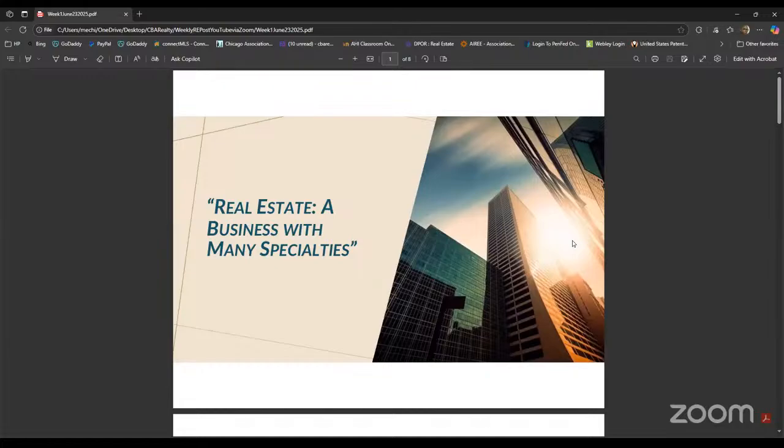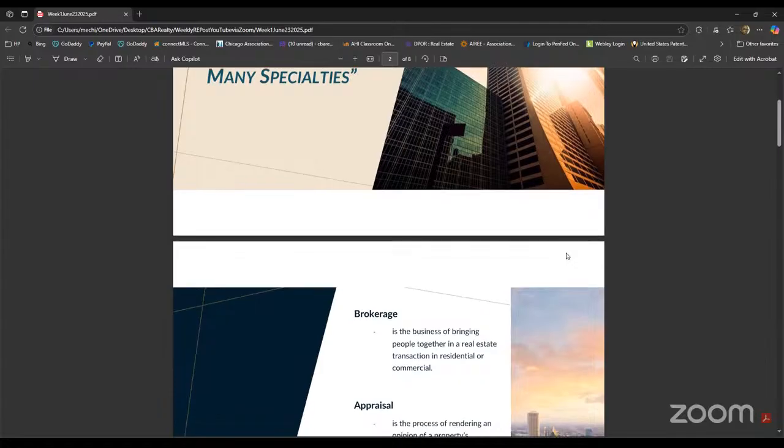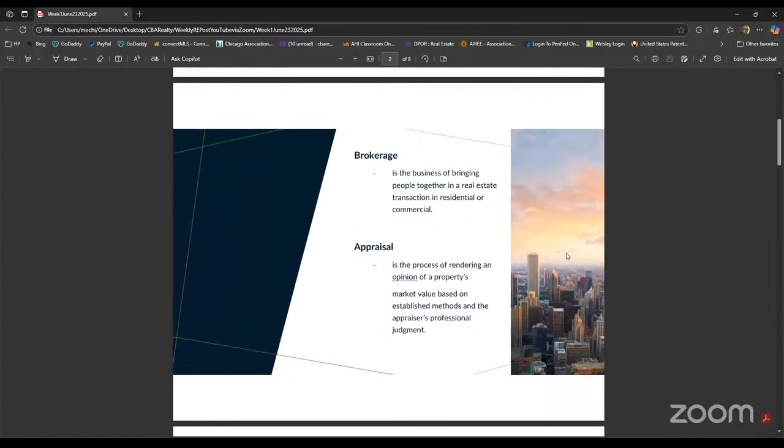Okay. So real estate, a business with many specialties. And as I said, for the learning objectives, what we're going to be identifying here are the professions within real estate, which are the specialties. And we also are going to be identifying the types of properties, those types of properties that we as licensees in the industry represent within a transaction. So let's get started.